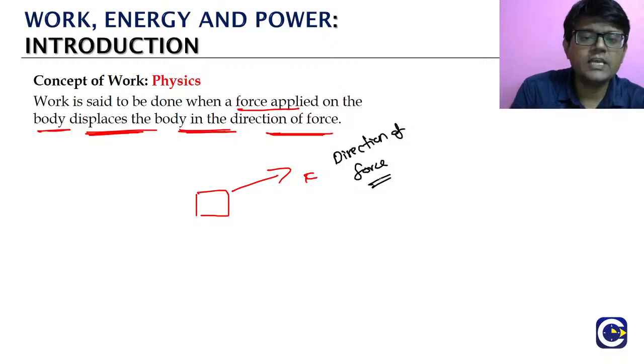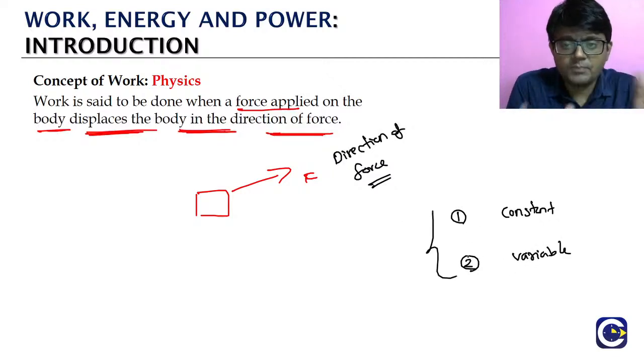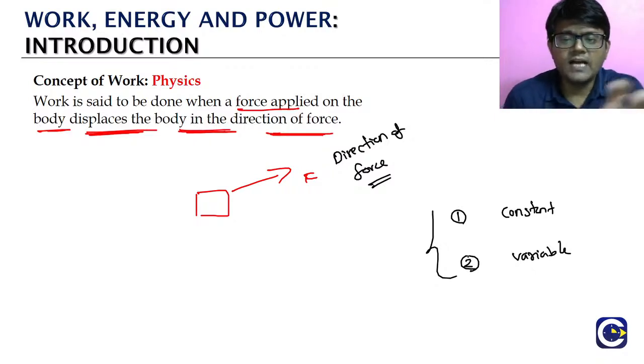How we'll actually go and find out the work done by a force, we'll discuss. But generally when we want to estimate the work done by the forces, we'll divide the forces into two categories. One is the constant force, and second is a variable force. The basic approach will be similar, but there will be some small differences. So we'll start with how we find out the work done by a constant force.